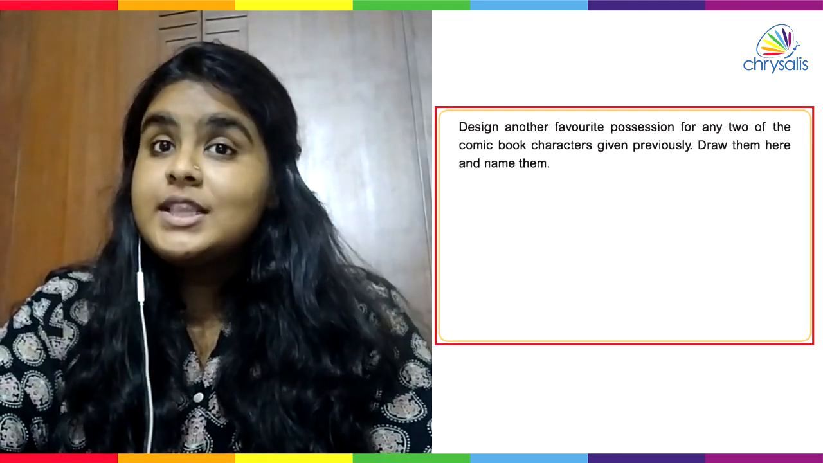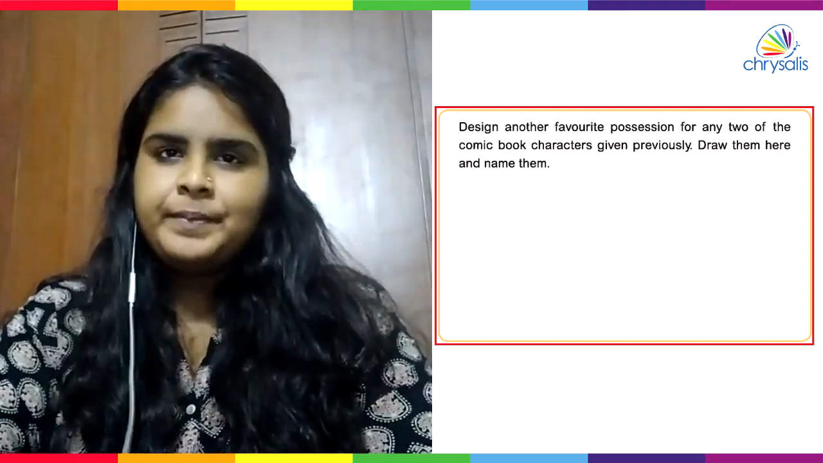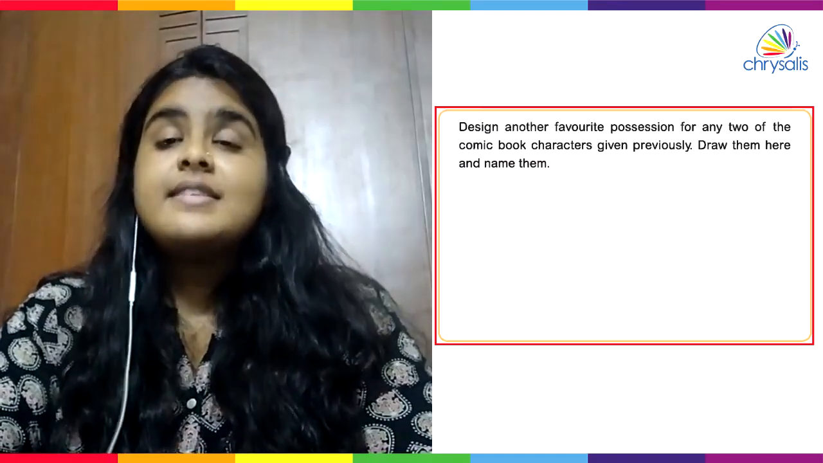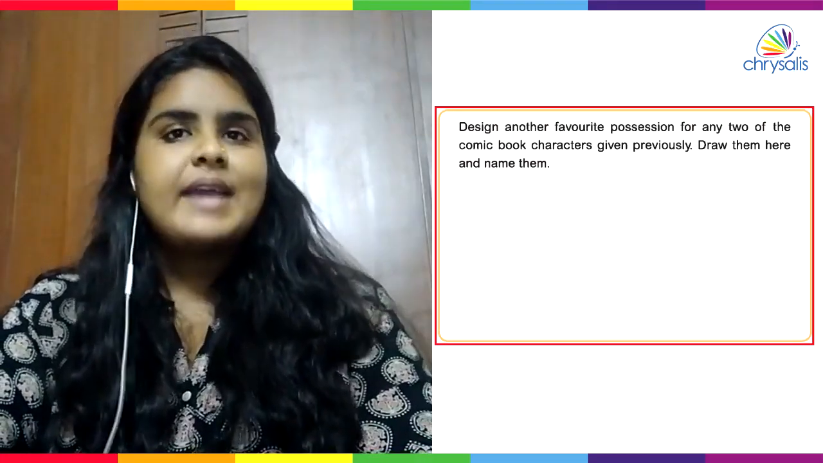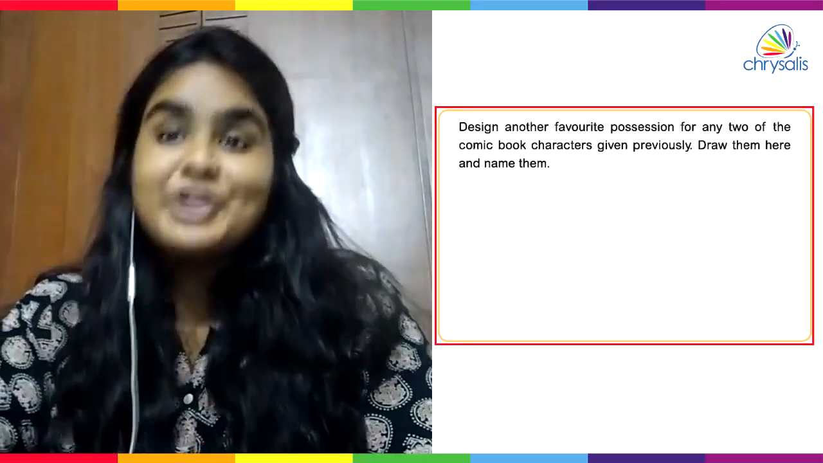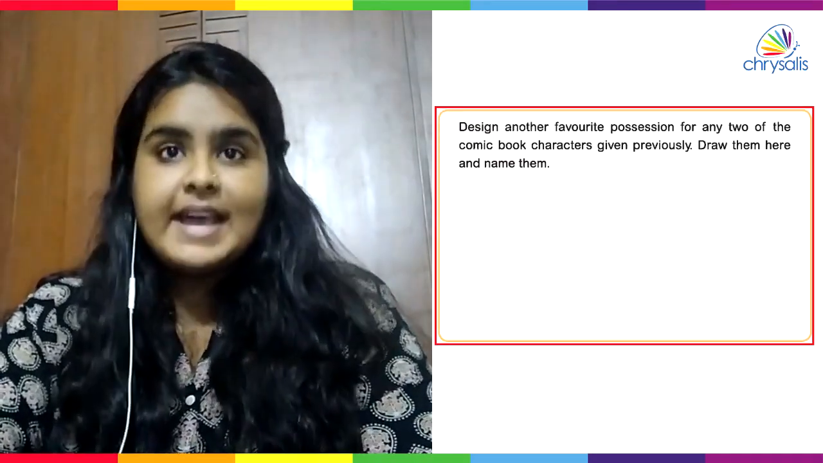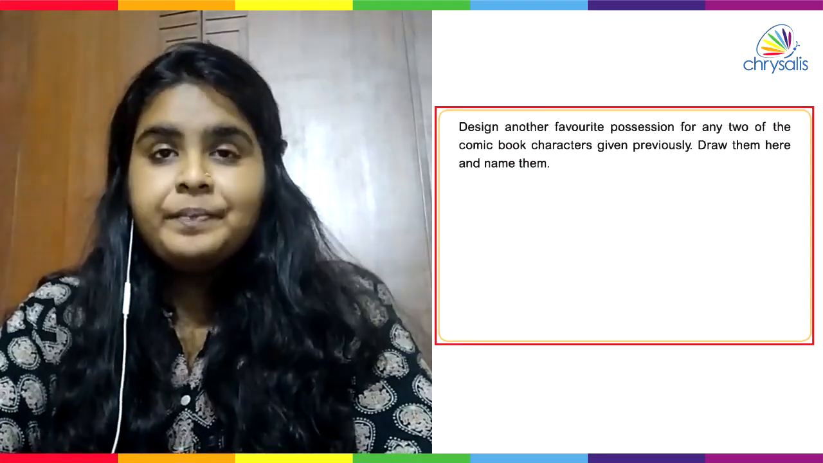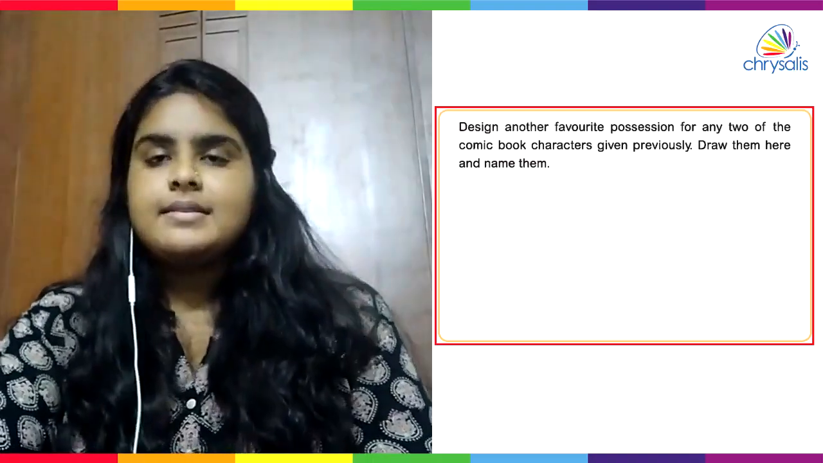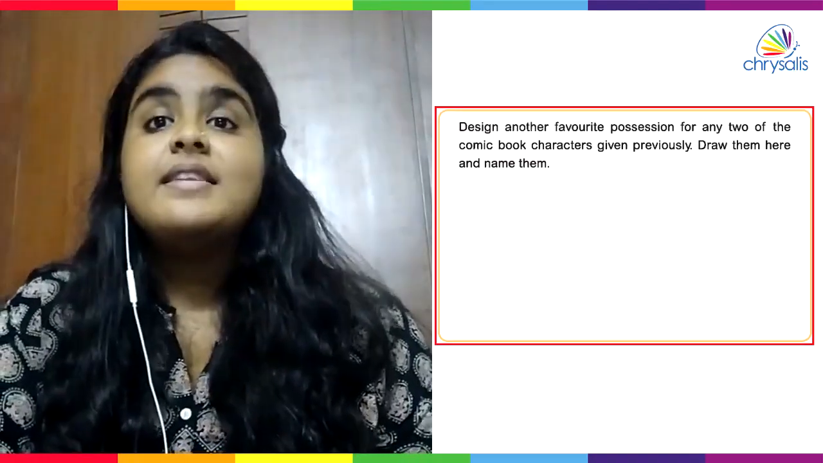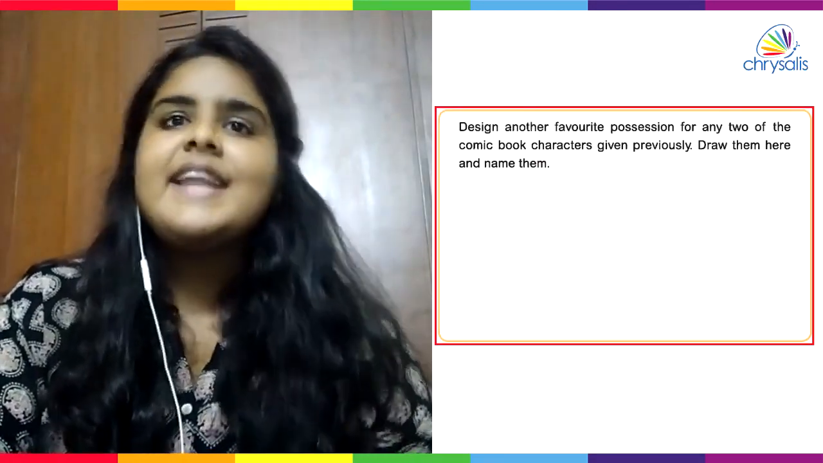Great. Moving on to the third part of the activity. You have a big box provided here. The instruction says, design another favorite possession of any 2 of the comic book characters given previously. Draw them here and name them. You have been given 5 comic characters in the beginning of the activity, right? You will have to design an object of possession for any 2 of these comic characters. You can pick any 2 and you can design a new object of possession for them. Draw them and name them.